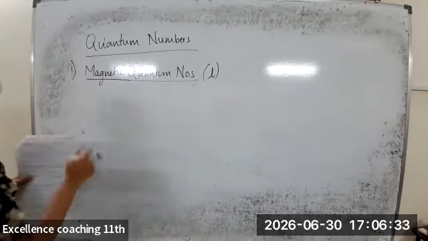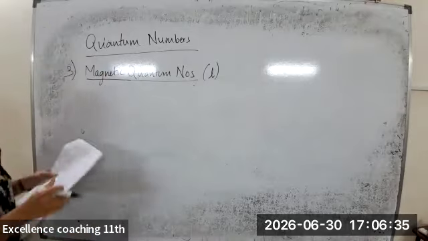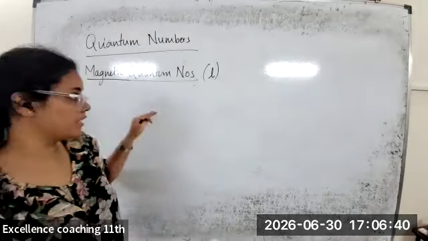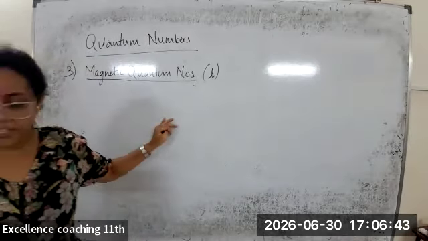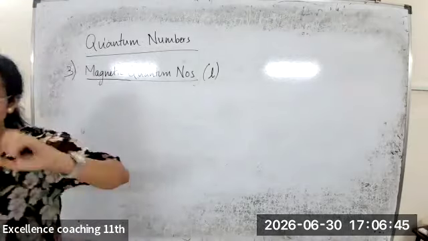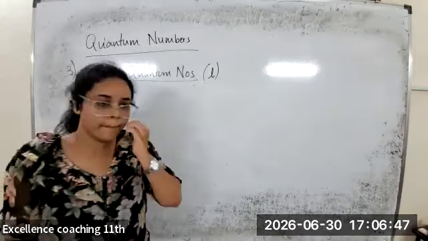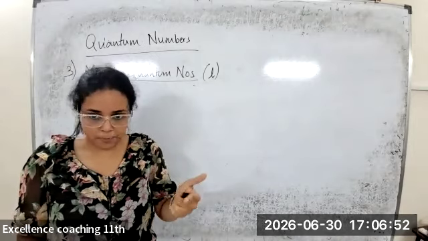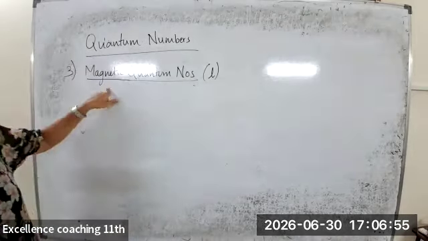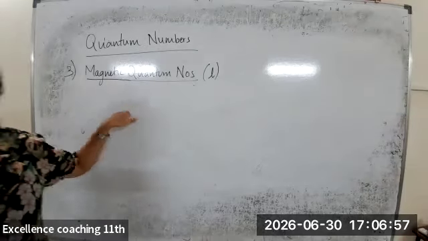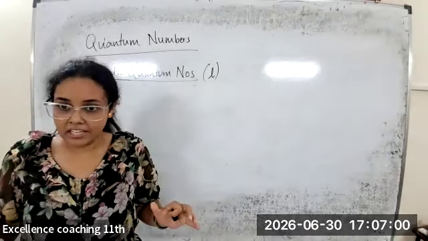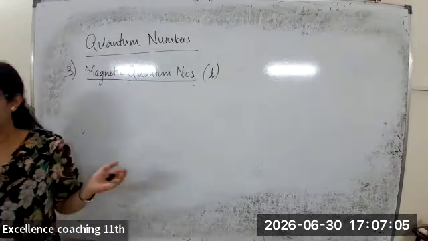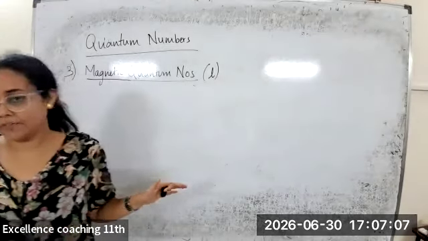Okay. So the third one is magnetic quantum number. What information does the magnetic quantum number provide? It gives information about the orbital and the orientation of the orbital. Basically, we have seen the shell, then subshell. Now we will deal with the magnetic quantum number. This gives information about the orientation, as in how it is placed. It gives the information about the orbital and the orientation of the orbital.